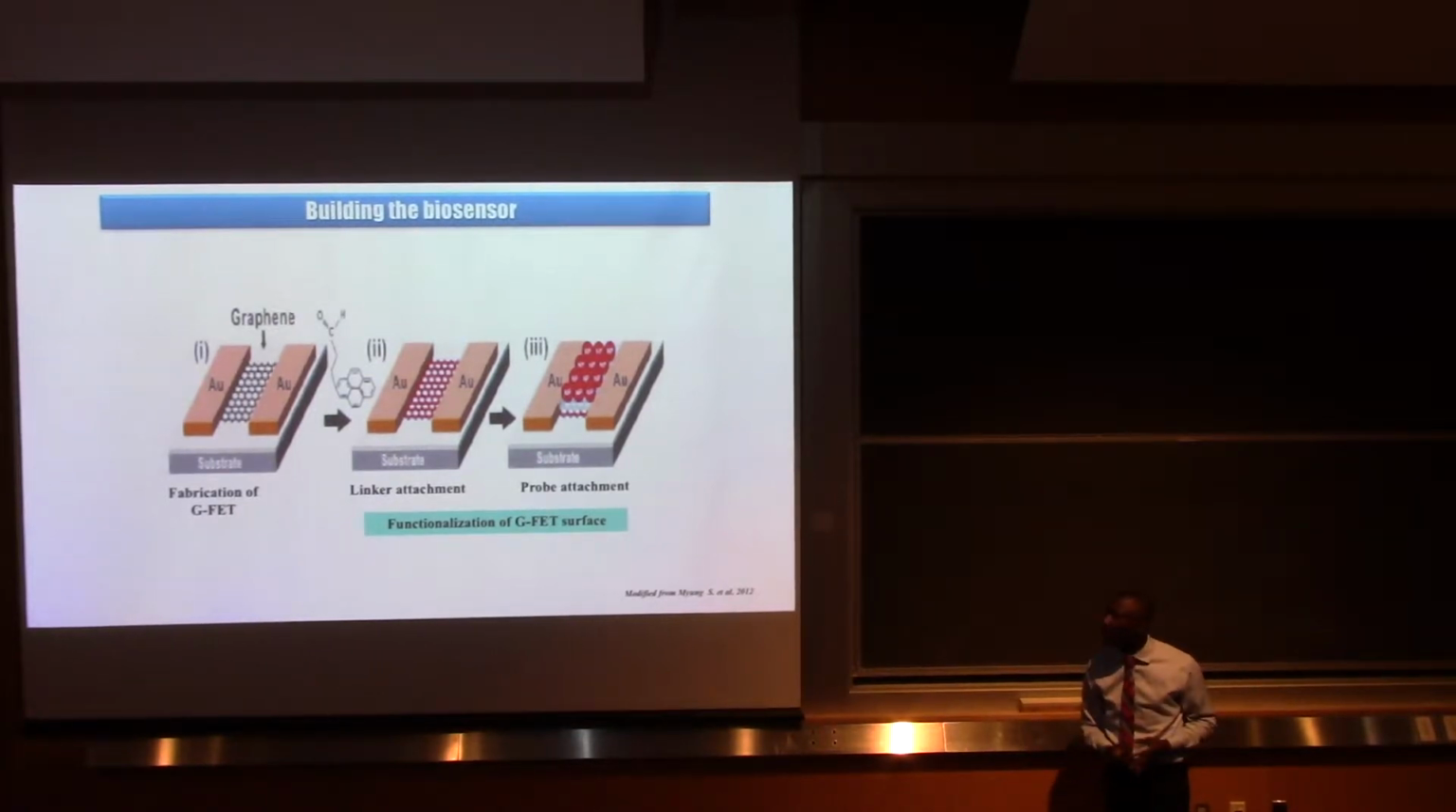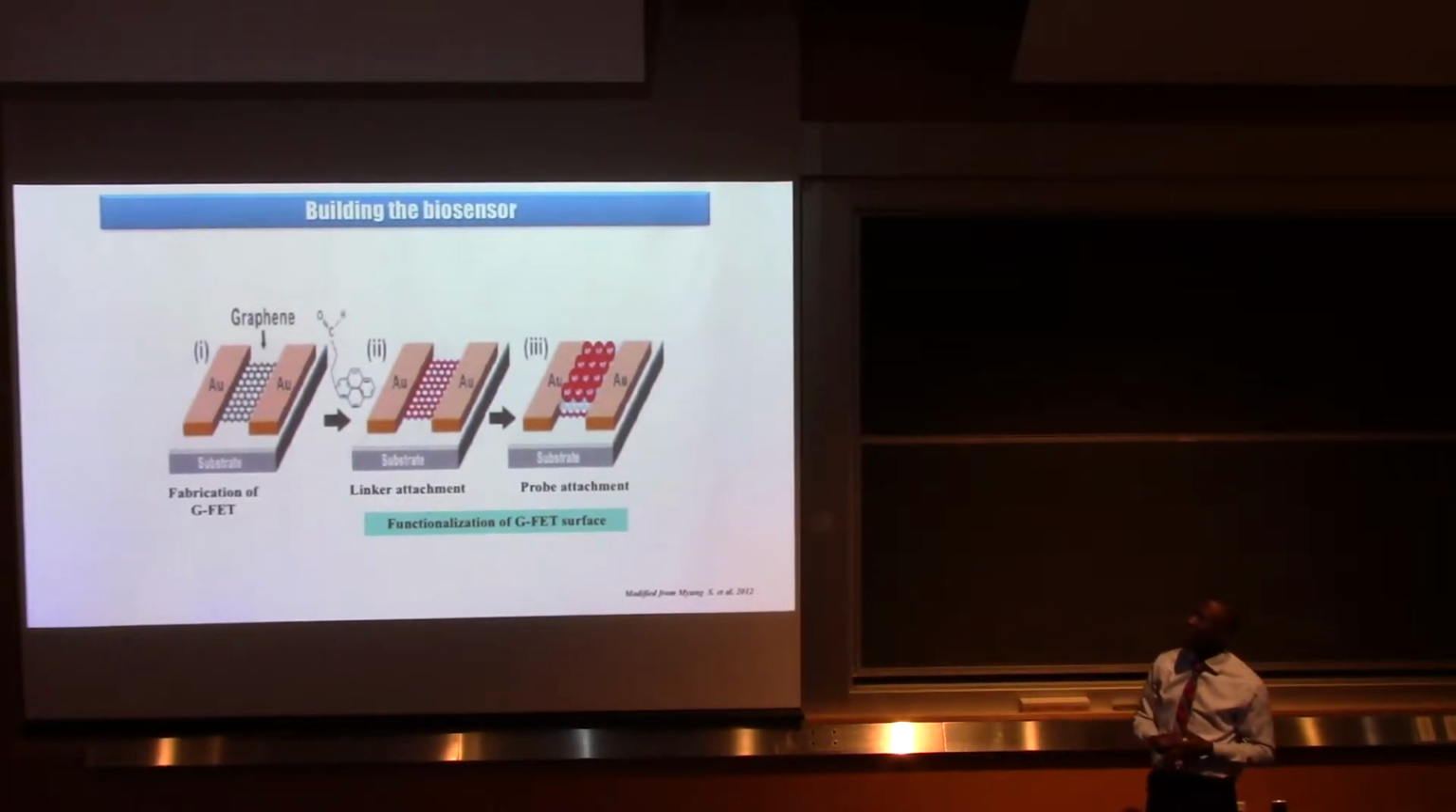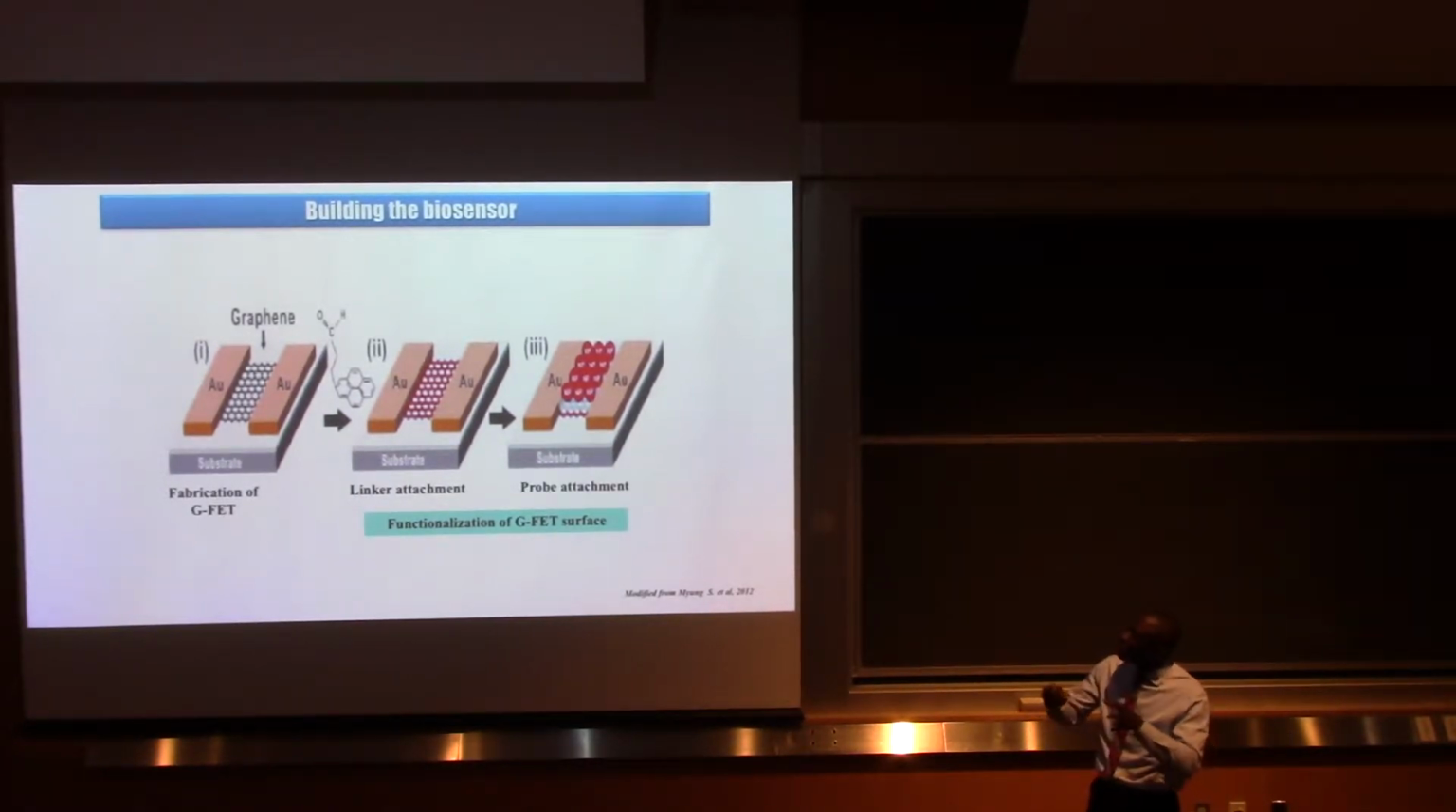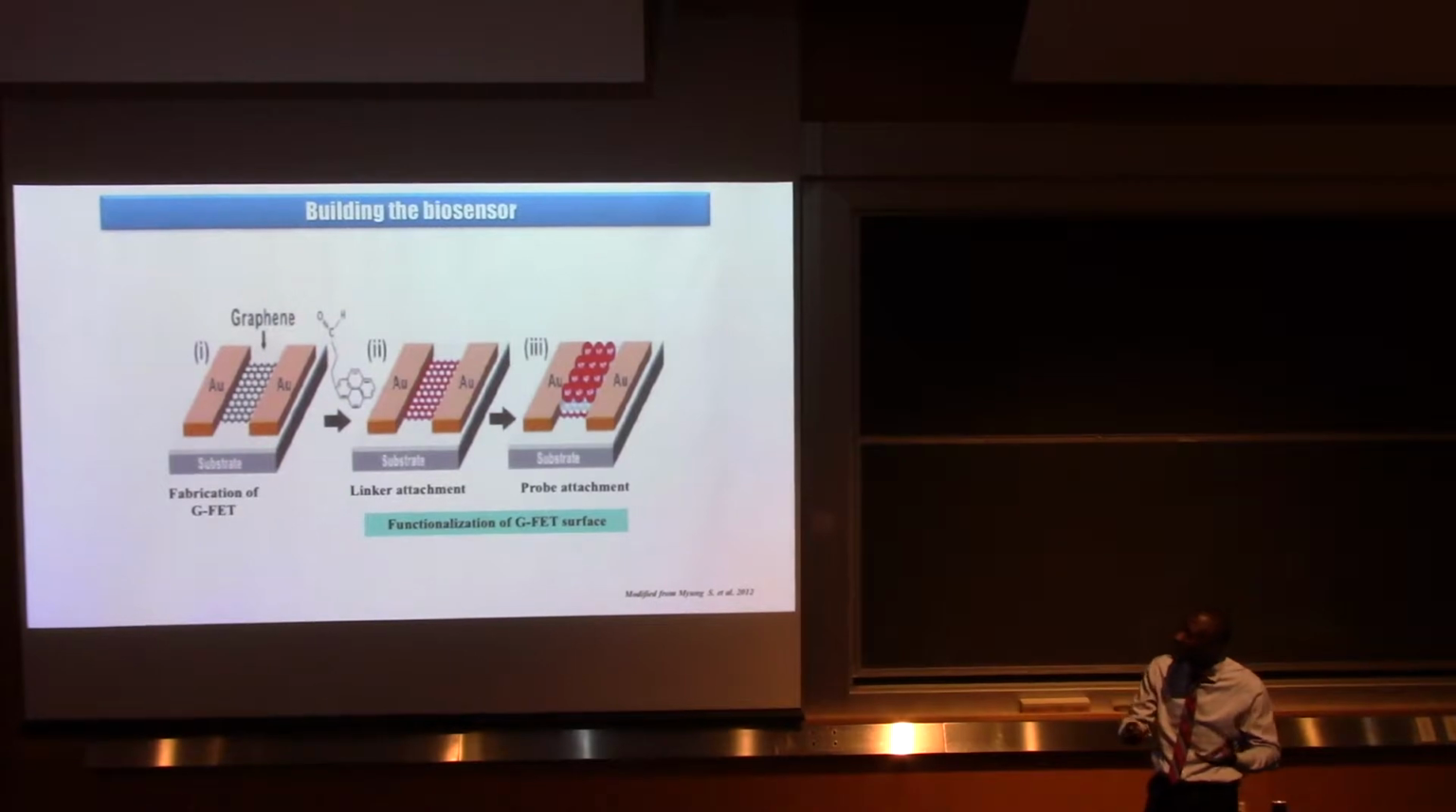So what is the functionalization of this biosensor? This is controlling the graphene surface and modifying it, enhancing its properties to selectively detect the target molecule. In our case, we are detecting the DNA of Streptococcus pneumoniae.